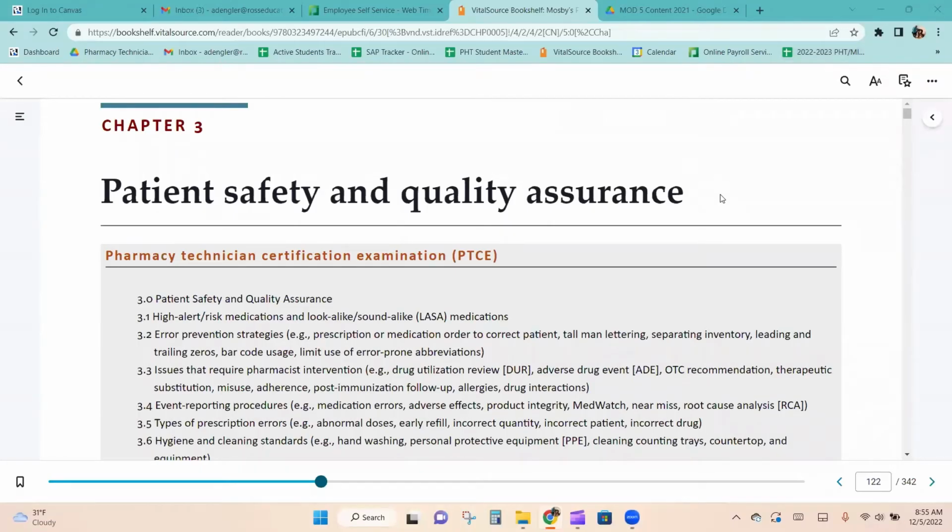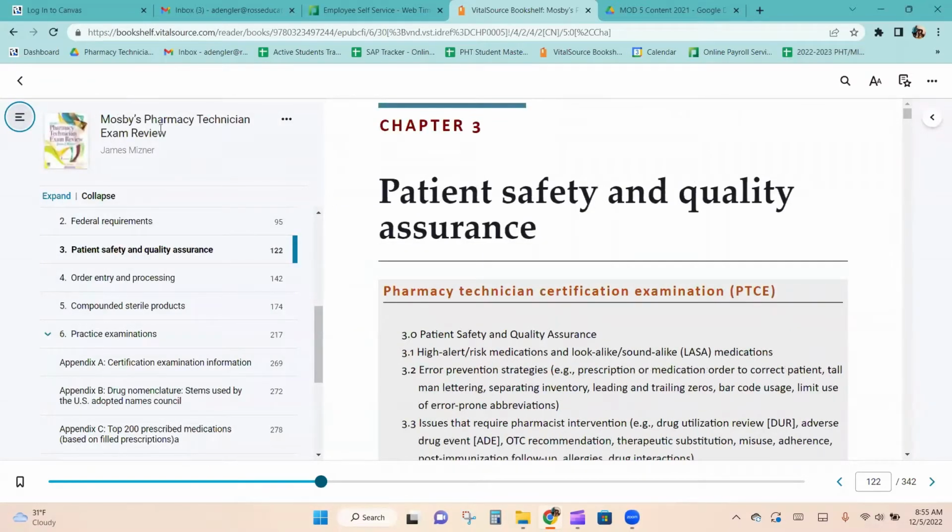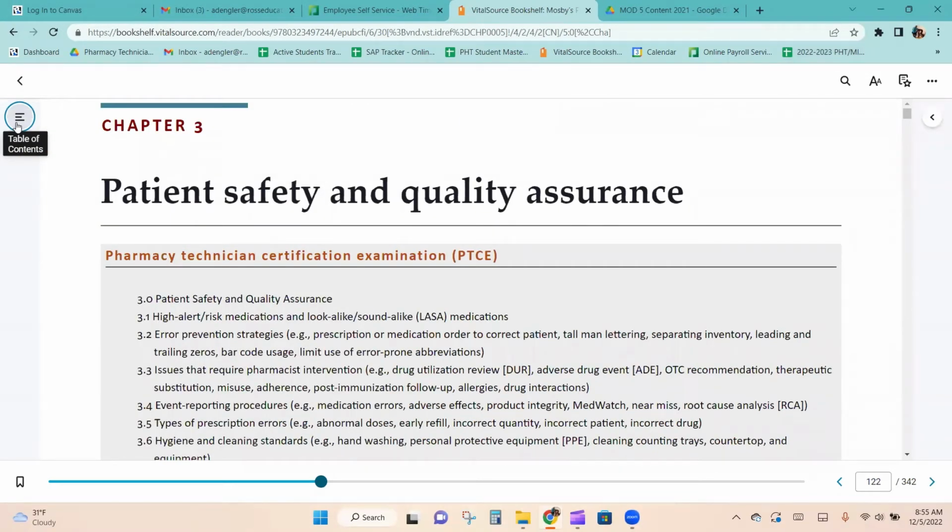Okay, so chapter 3 from our pharmacy technician exam review book. This book is going to be helpful for reviewing for the PTCB. Also, it will be helpful for reviewing if you decide to take the EXCPT. So this chapter 3 is patient safety and quality assurance.